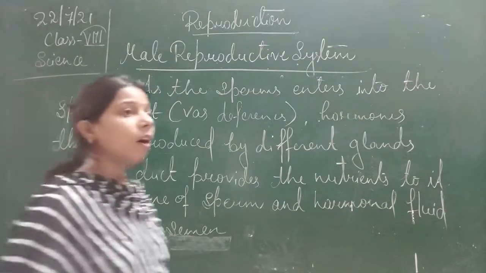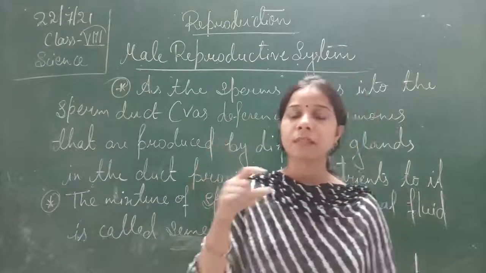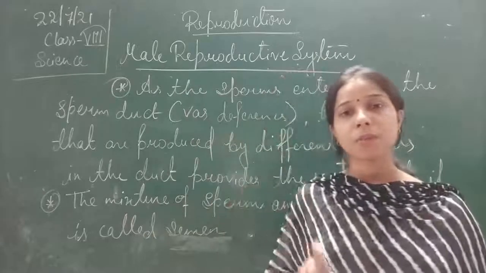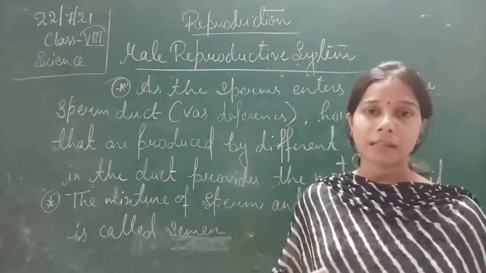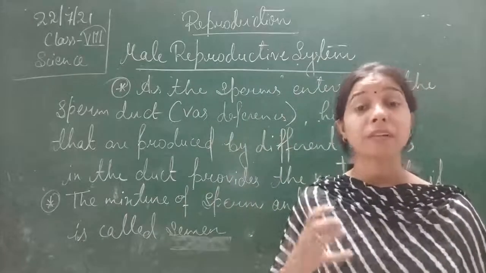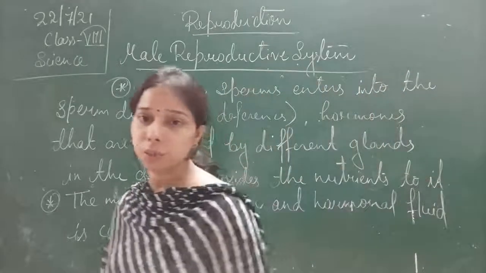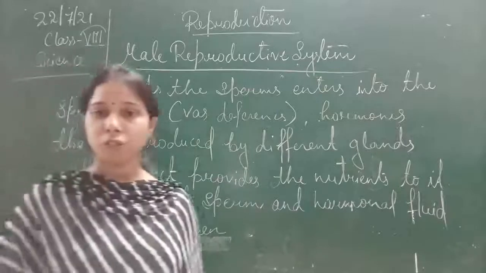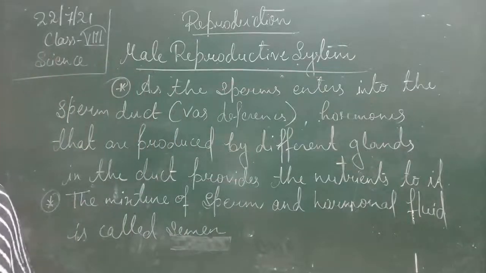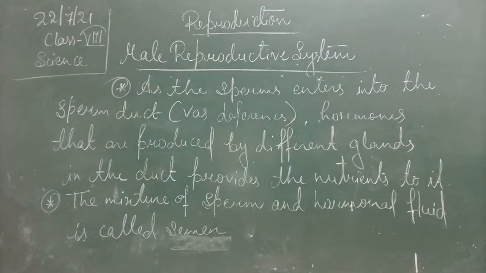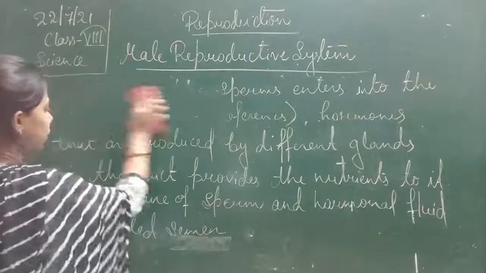Okay, so from the testis, the sperm is released into the sperm duct, and from the sperm duct, a lot of glands are there which help in providing a lot of nutrition to the sperm. Now the sperm with the nutrients is called semen instead of just sperm. Now it reaches the urethra, which is a long thin tube structure.